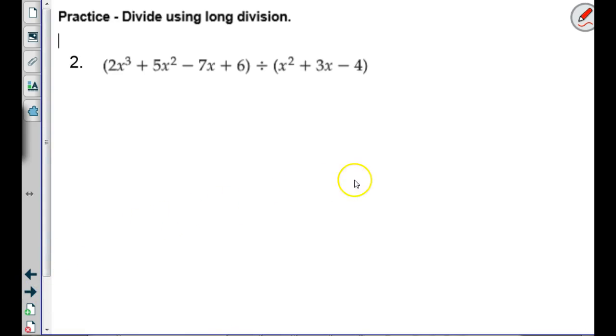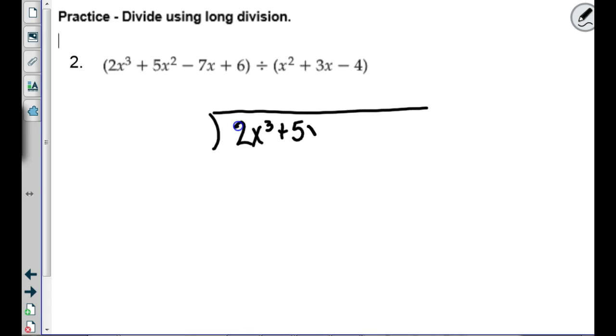Oh, joy. Here we go. It's not as bad as it looks, I don't think. I could be wrong. Do we have any placeholders? Which ones go in inside the box? 2x cubed plus 5x squared minus 7x plus 6. Okay, out here we have 3 terms this time, a trinomial, x squared plus 3x minus 4.